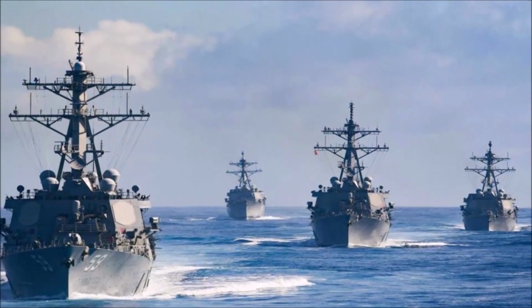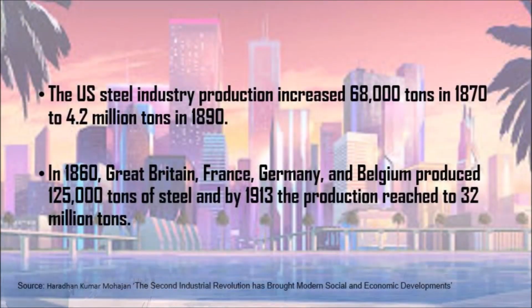US steel industry production increased from 68,000 tons in 1870 to 4.2 million tons in 1890. In 1860, Great Britain, France, Germany and Belgium collectively produced 125,000 tons of steel, and by 1913 the production reached 32 million tons.